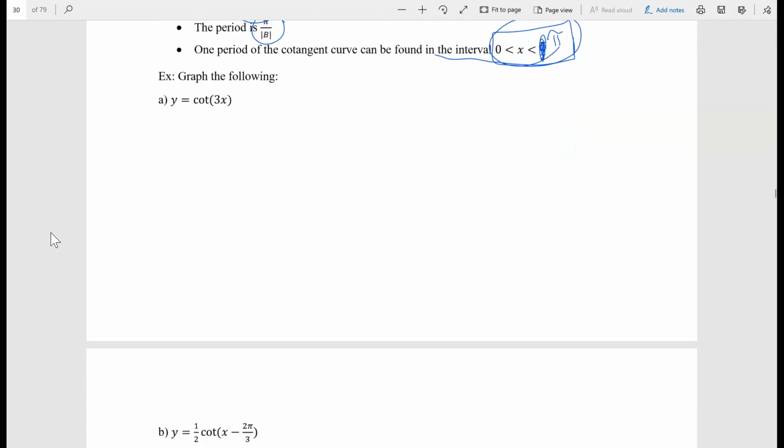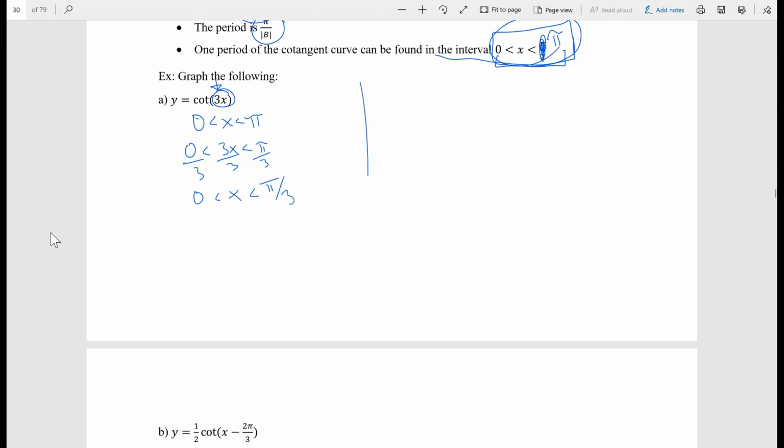So let's start off by graphing the following: y equals cotangent of 3x. Notice that you have a 3 on the inside. So we're going to use this interval to solve for the new asymptotes. Here's where the asymptotes are before we do anything. Since we have a 3x, we put them in here and solve for x. Divided by 3, x is going to be between 0 and pi over 3.